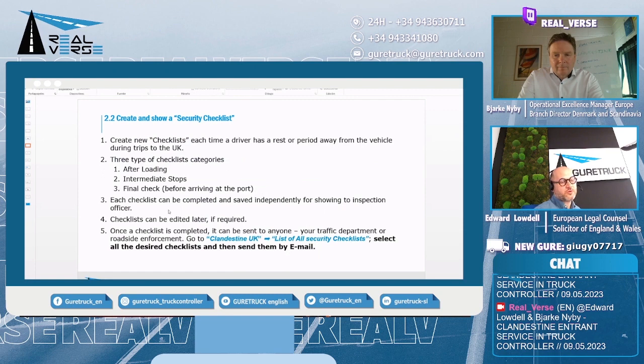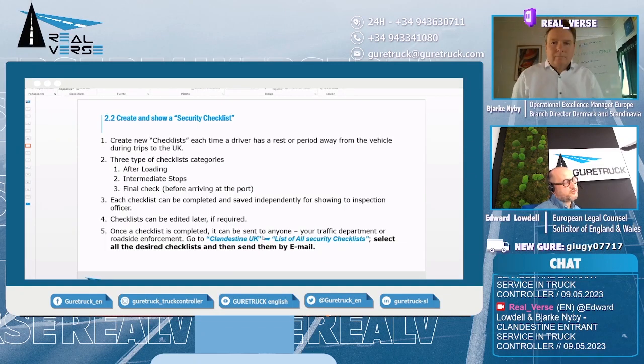We also have the option, once a checklist is saved, to go in and edit that checklist if it turns out that you forgot to fill in a particular detail, or you made some mistake. And as I was saying, once a checklist is completed, this can be sent to anyone, just as much your traffic department or roadside enforcement.